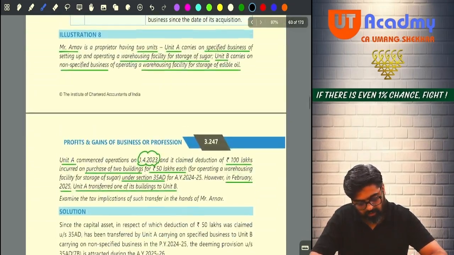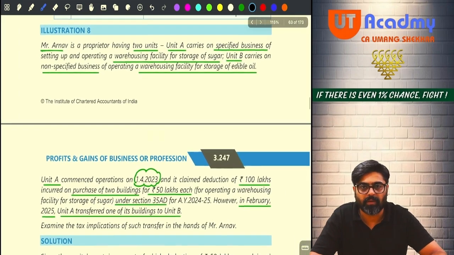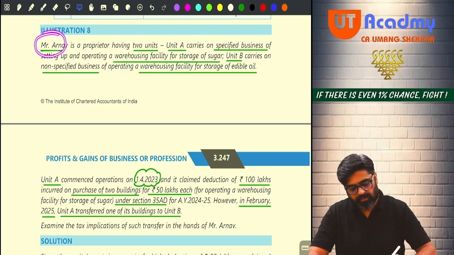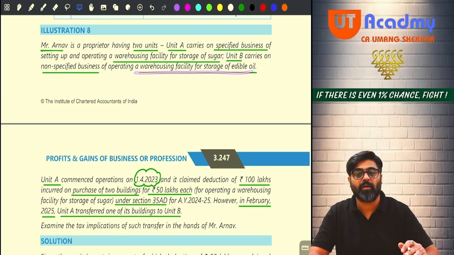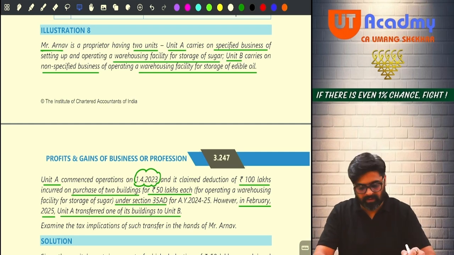Now coming to the next question. Illustration number 8. Also mark this question important. Mr. Arnav is a proprietor having 2 units. Unit A carries on specified business of setting up and operating a warehousing facility for storage of sugar. Okay, so Unit A is doing a specified business. Unit B carries on non-specified business of operating a warehousing facility for storage of edible oil. Very good. So Unit A is your specified business. Unit B is your non-specified business.